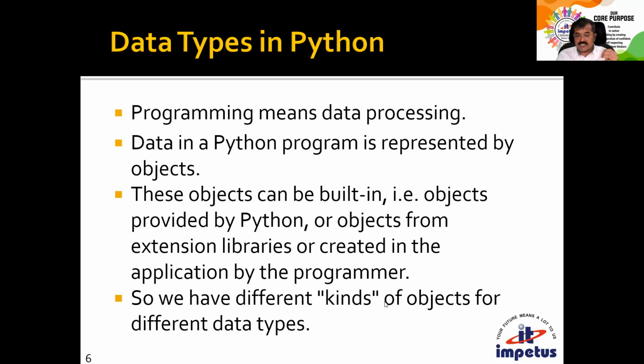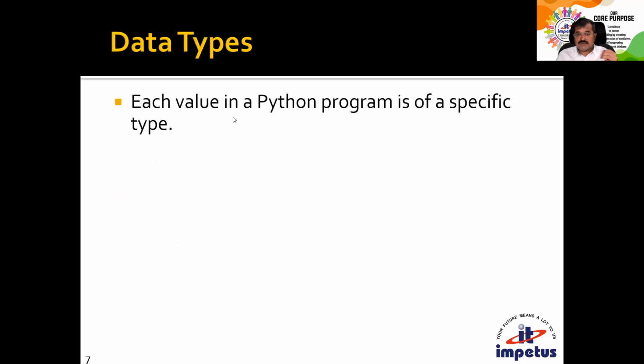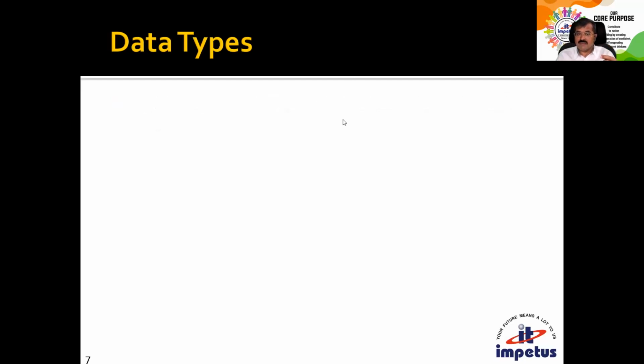So far, we have different kinds of objects for different data types. Each value in Python is of a specific type. Every value is unchanging data, fixed. 5 hai, 7 hai, Anil hai, Anil ka Sunil nahi banega, 5 will never become 8. It's just a value. It's just a representation of that data in the real world. So we call it a constant. Each value of a Python program is of a specific type. So let me give you a glimpse of how every value has a type.